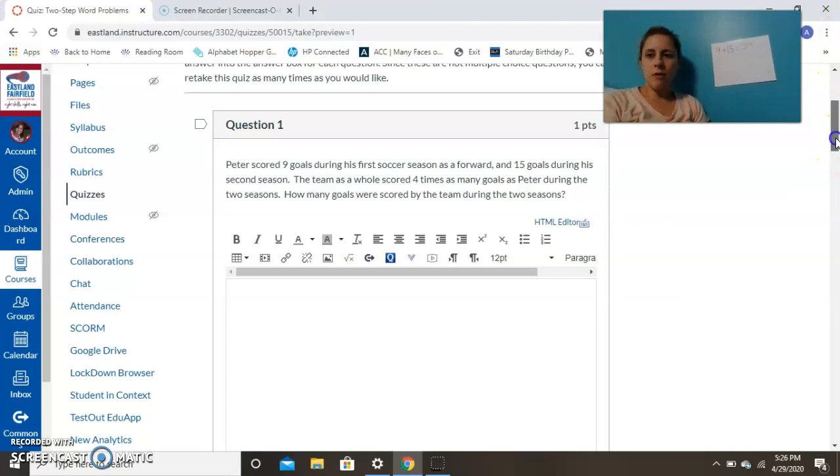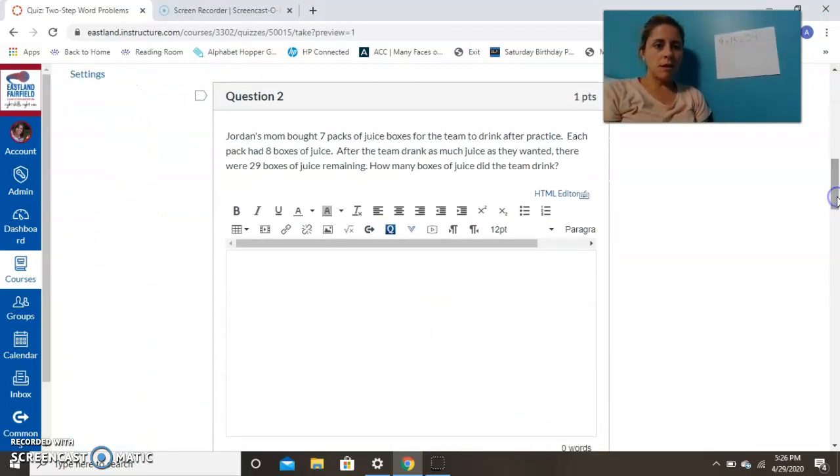Number 2 says Jordan's mom bought 6 packs of juice boxes for the team to drink after practice. Each pack had 8 boxes of juice. After the team drank as much juice as they wanted, there are 29 boxes of juice remaining. How many boxes of juice did the team drink? Okay, so the ultimate goal is figuring out how many boxes of juice the team drank. But first, we need to figure out how many they had to begin with.